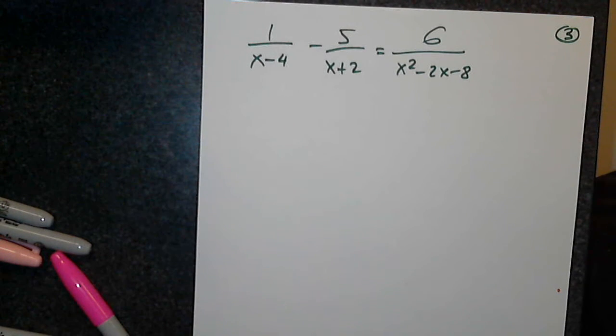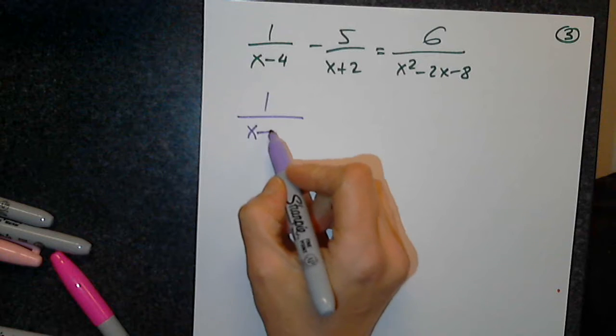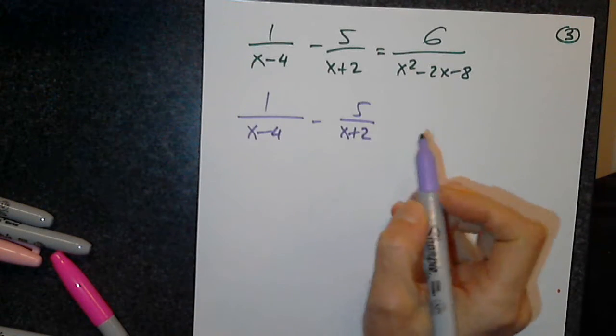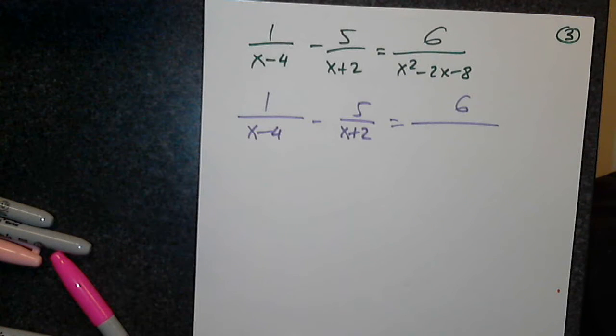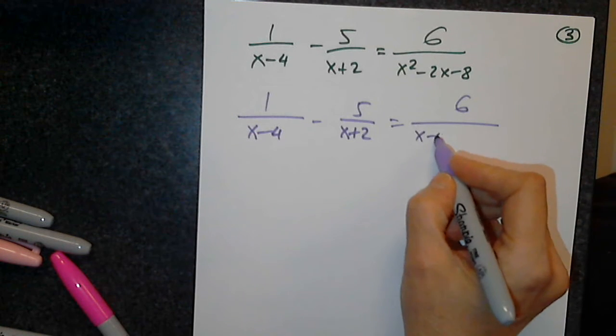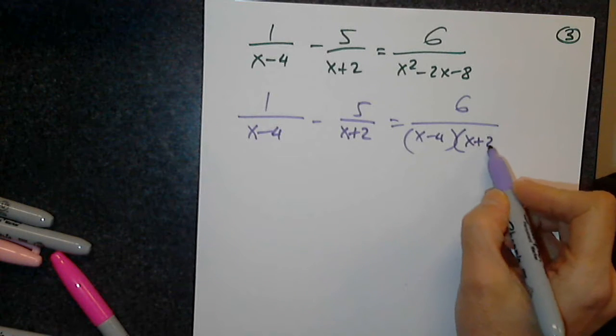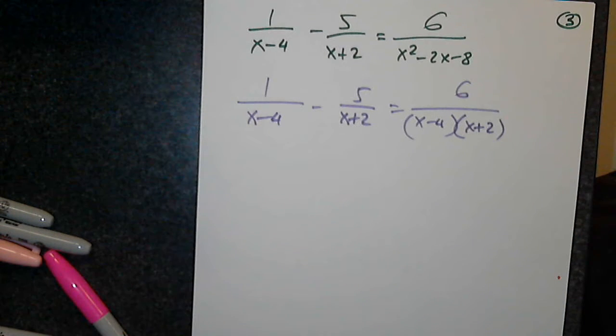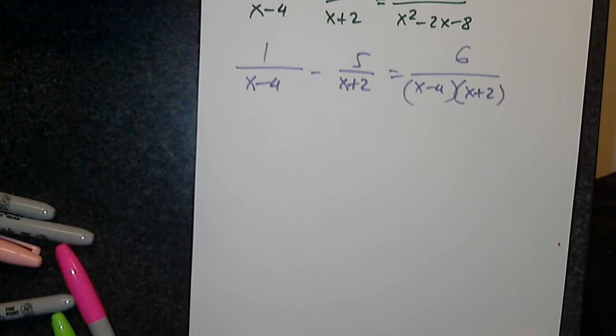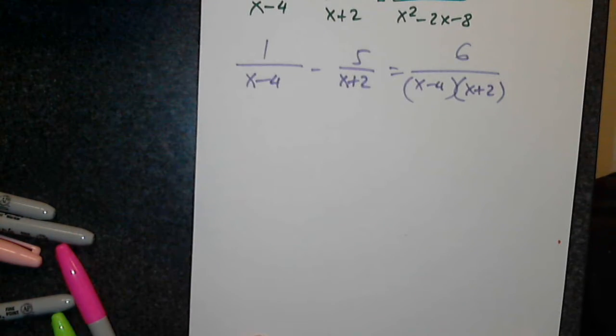Factor out the x squared minus 2x. Very good. X minus 4 and x plus 2. Good. Next step, please. Common denominator. 2x. Next step. Parentheses x minus 4 and parentheses x minus 2 times 1 over x minus 4.